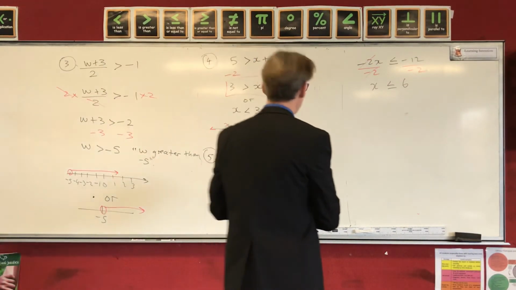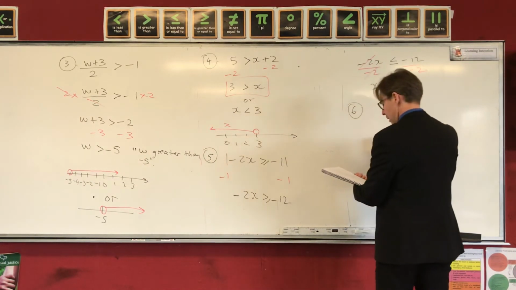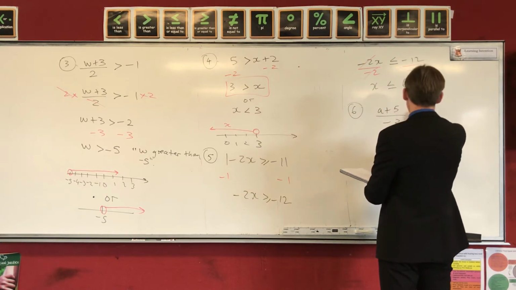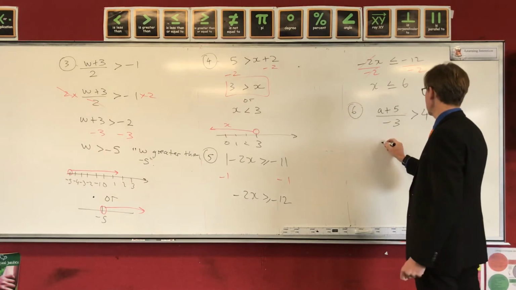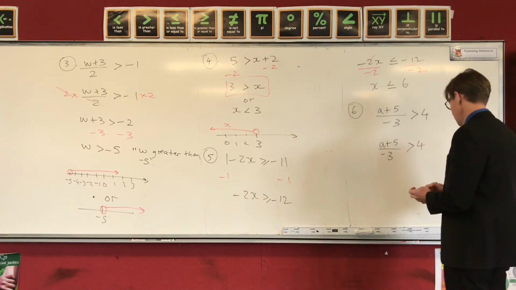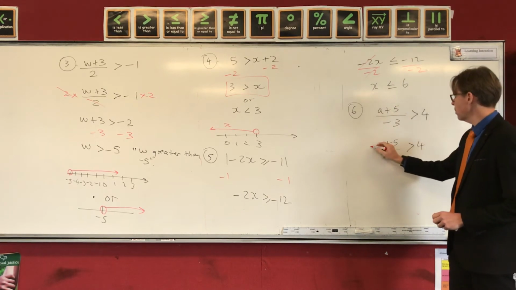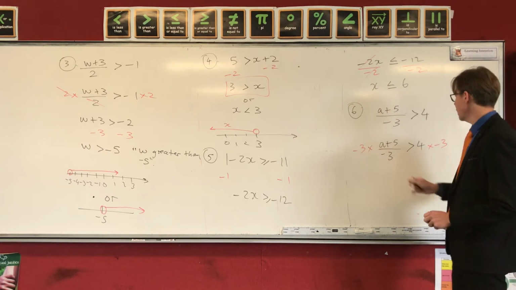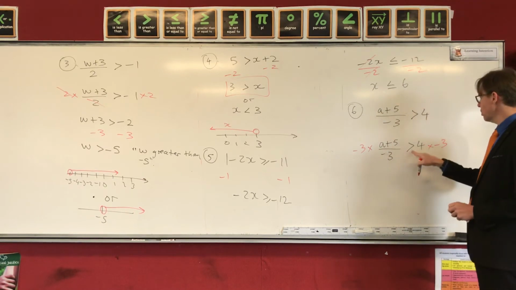Okay, so let's try this one. Number 6. Now, a plus 5 over minus 3 greater than 4. Rightio. Now, I'm going to write the question down again so I can draw on top of the diagram. Now, I've got to get rid of the negative 3 here, so I'm going to multiply by negative 3 on both sides. Right? Now, the trouble is when I do that, this must be reversed.